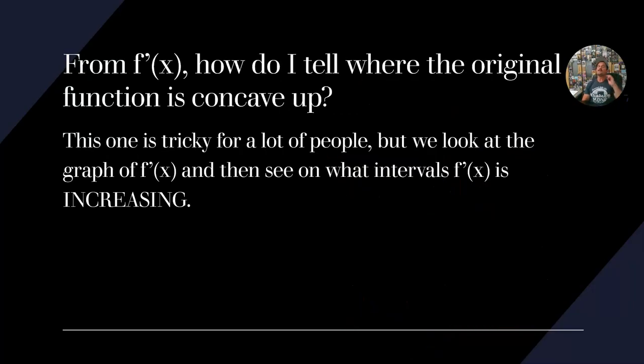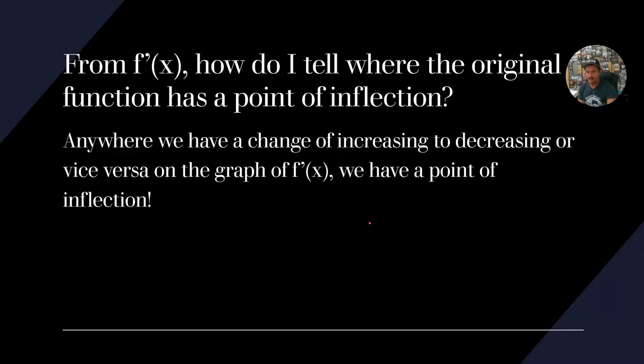If I have the graph of f prime of x and I need to determine where my original function f of x is concave up, I'm going to find on what intervals f prime of x is increasing. Because if f prime is increasing, its derivative f double prime will be positive. And when f double prime is positive, that means my function is concave up. So when f prime is increasing, f is concave up.